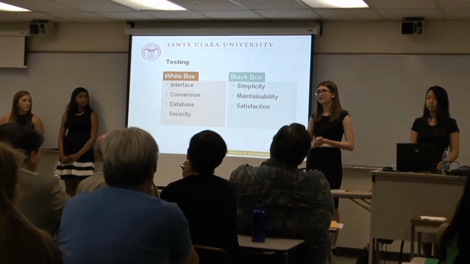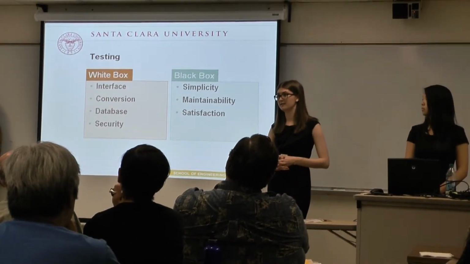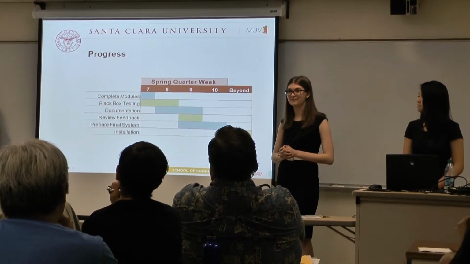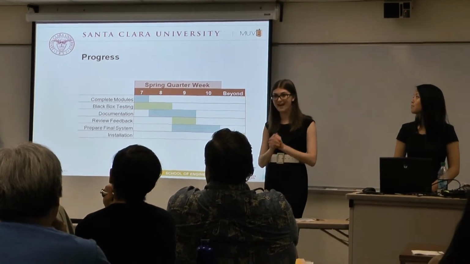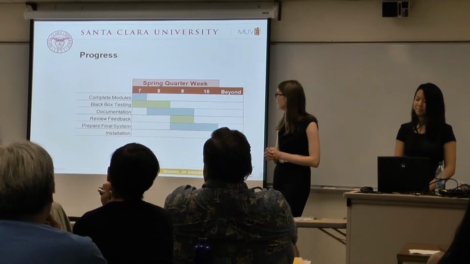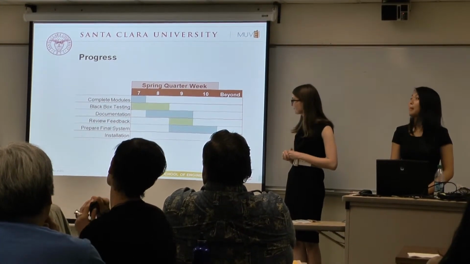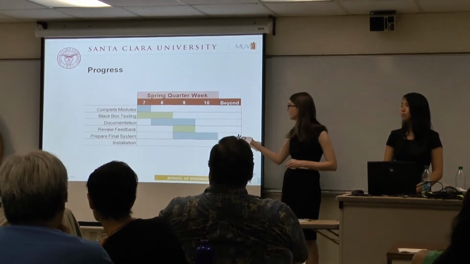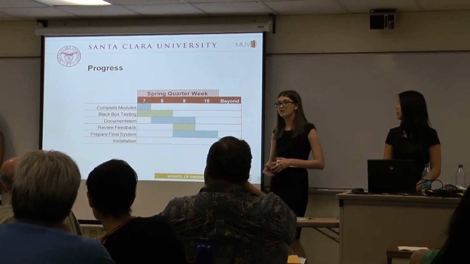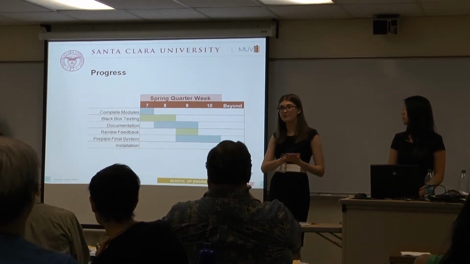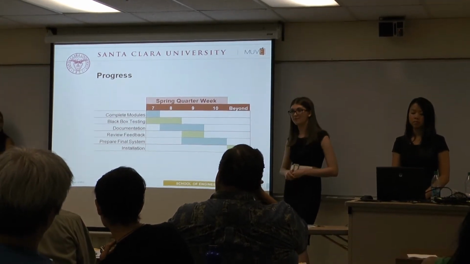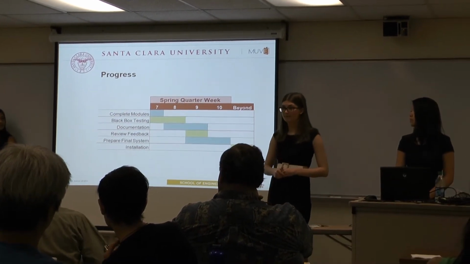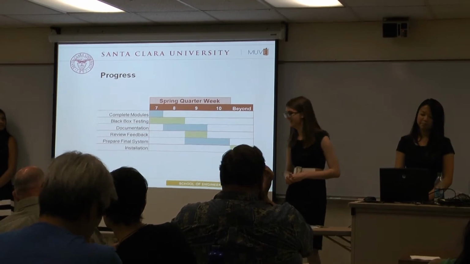And now, we are currently in a state of shifting toward black box testing, and as you can see by our schedule, we are on track to complete a final deliverable for our system to hand over to Anudip and iMerit by the end of the quarter. And so throughout this next week, we will finish the front-end implementation of our modules, complete black box testing, write the documentation for integrating our system into the Anudip and iMerit servers, review the feedback from our black box testing, and then finally, during weeks 9 and 10, we will prepare our final system for delivery.